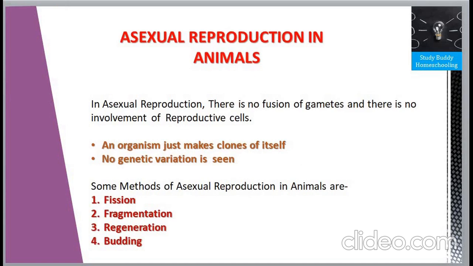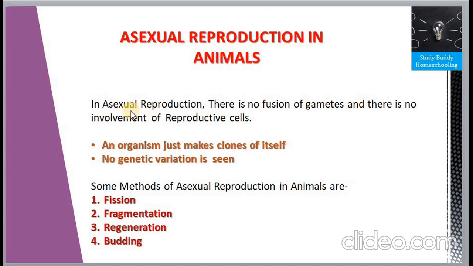In today's session, we'll be seeing the topic Asexual Reproduction in Animals. This is part of the chapter How do organisms reproduce? So what is meant by asexual reproduction?